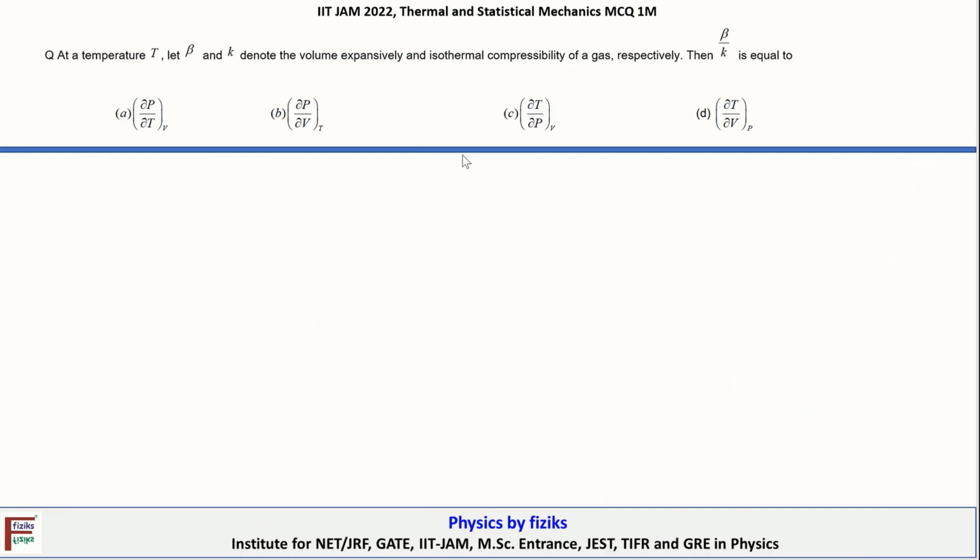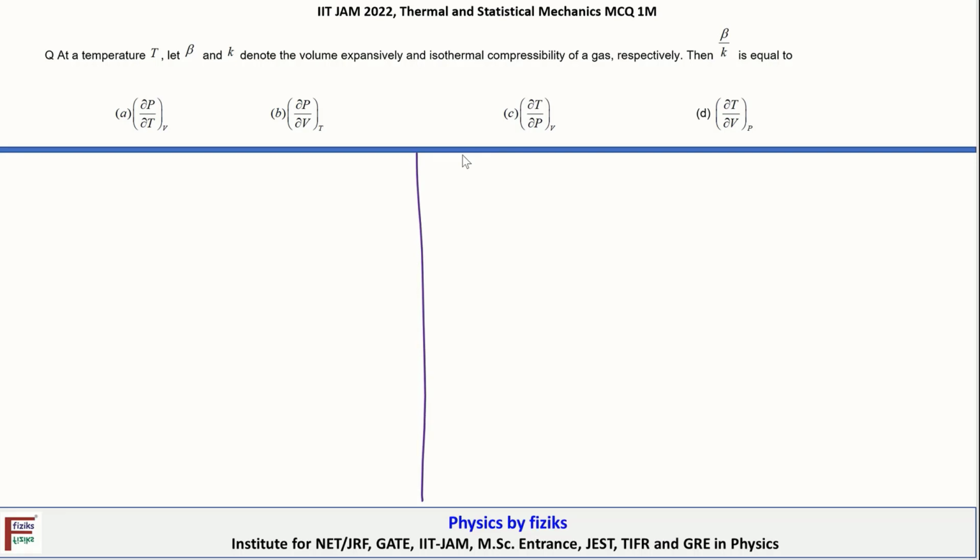This is a very simple question, and it's based upon the definition of the isobaric expansivity and isothermal compressibility. Okay, the statement is, at certain temperature T, let beta and kappa denote the volume expansivity and isothermal compressibility of a gas respectively. Then the ratio of beta and kappa is equal to, so we have to figure it out. Then what is this quantity equal to?